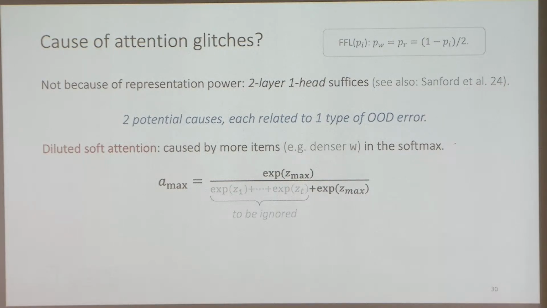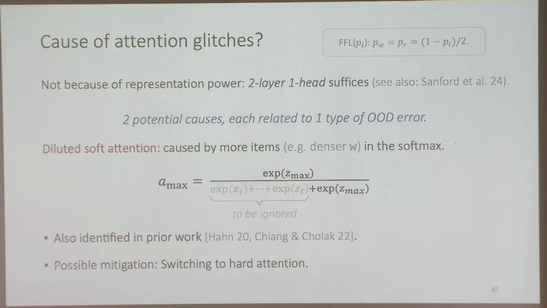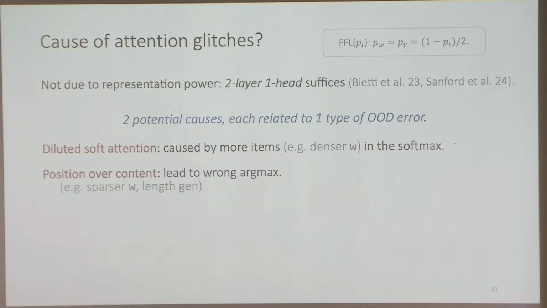The diluted soft-attention, because now the max value of the softmax will be pushed further away from 1 when we add more items to the bottom. This failure mode has been identified in prior work, and one potential fix to this is to switch to a hard attention. But note that even though hard attention can solve this particular failure mode, it cannot solve the other failure mode, which is when the argmax itself can be wrong. And this could happen when the position information dominates the prediction more than the token itself.